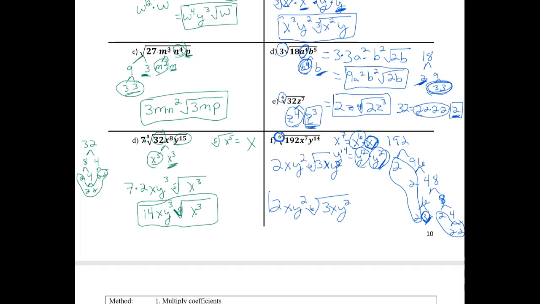Because we're not looking for perfect squares. We're looking for something times itself 6 times, which none of these left here under the radical have. This would be as far as you could simplify it.